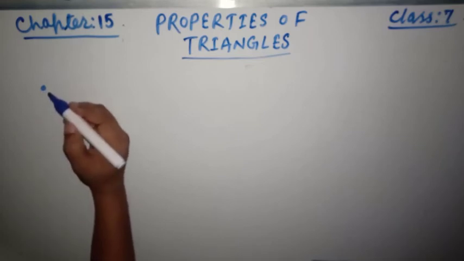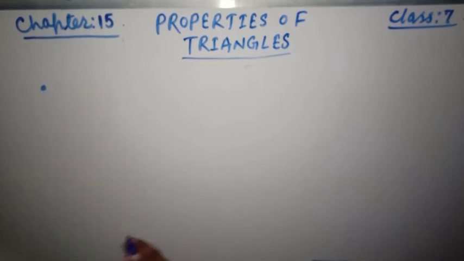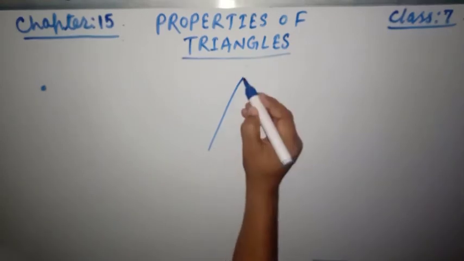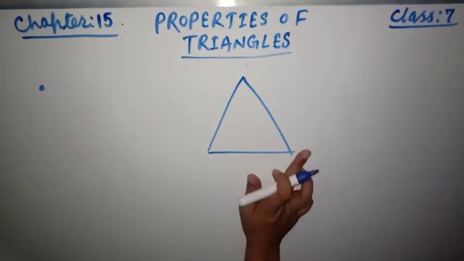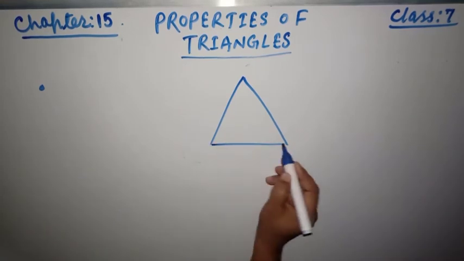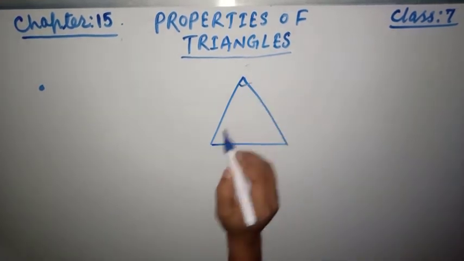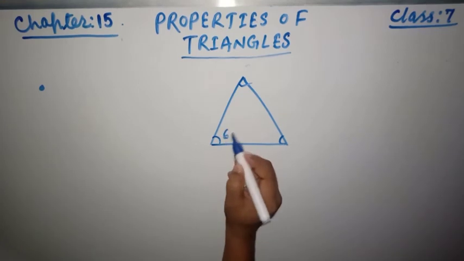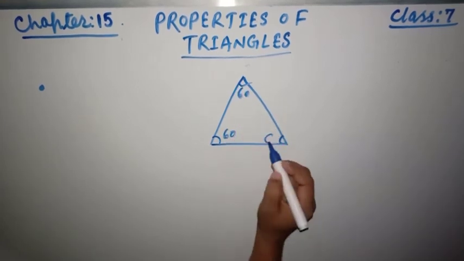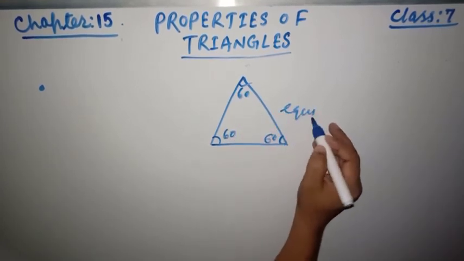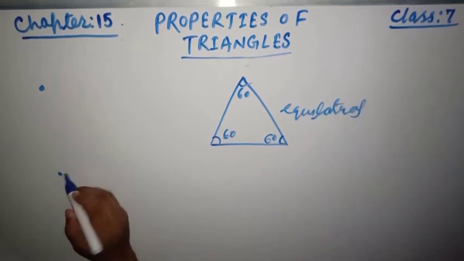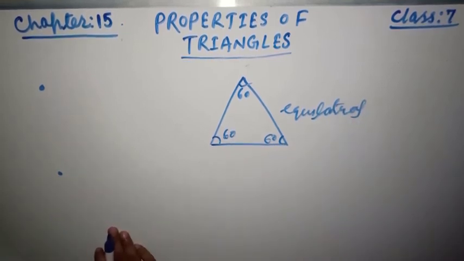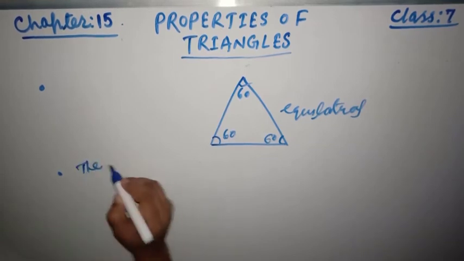Okay friends, each angle of an equilateral triangle, suppose this is an equilateral triangle. Okay, means here all sides are equal. Now each interior angle in an equilateral triangle is 60 degree. Remember friends, 60 degree in an equilateral triangle.